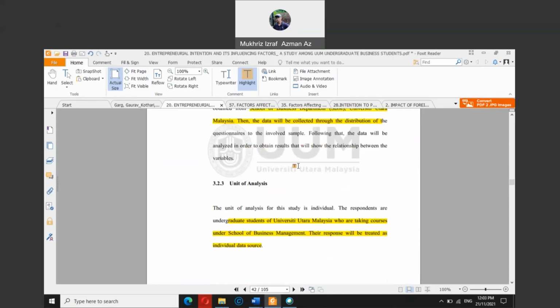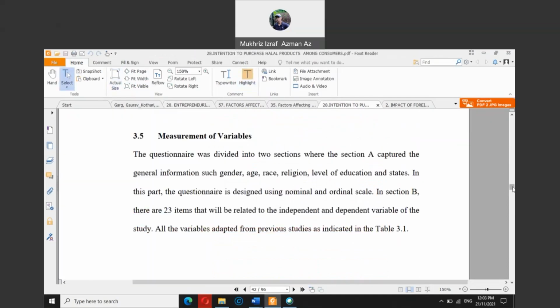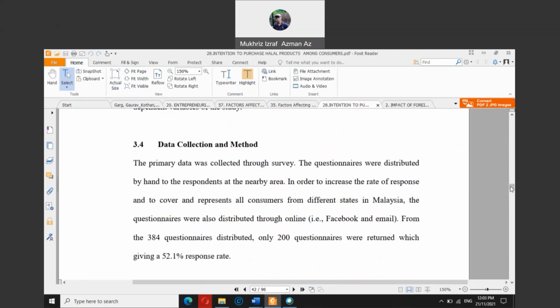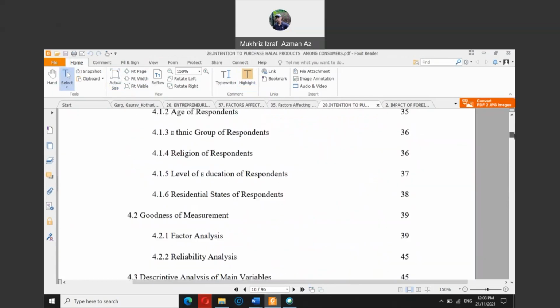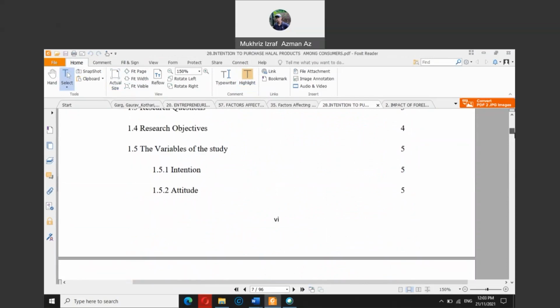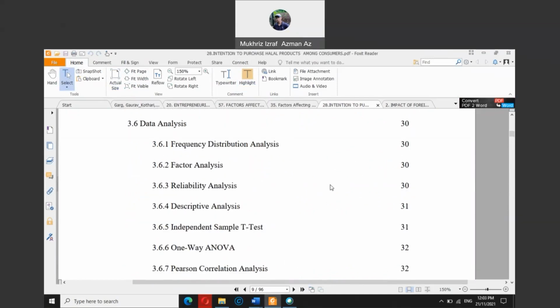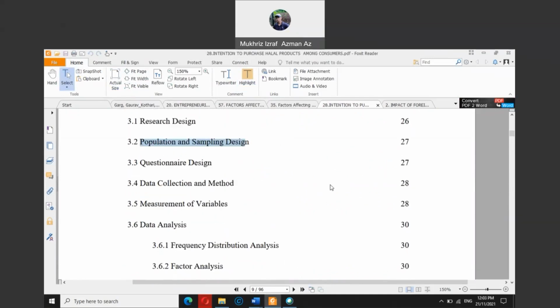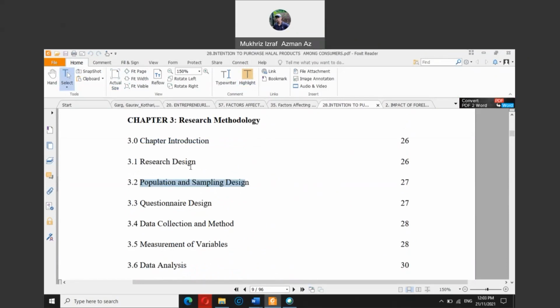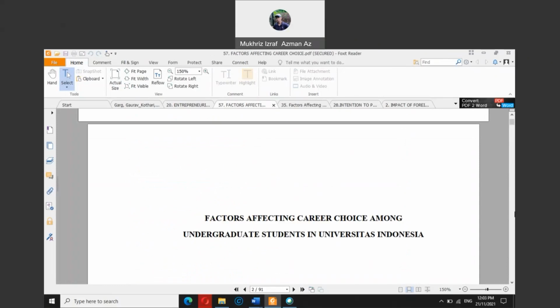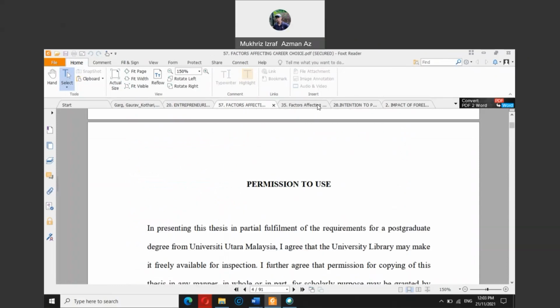And then next we can look at what is the unit of analysis. Just now I mentioned that we are going to use thesis number 28. Okay, so research design, I think I mentioned that we can use thesis number 57 or 35.